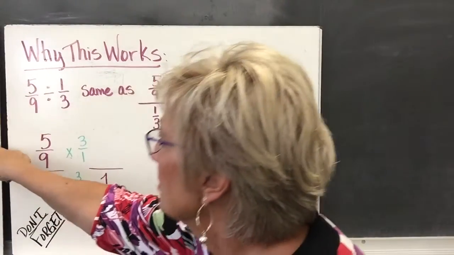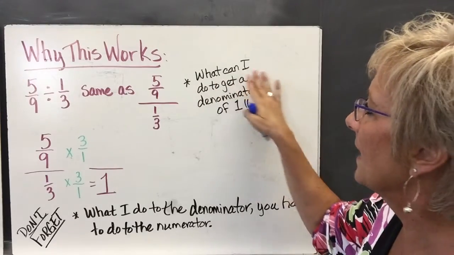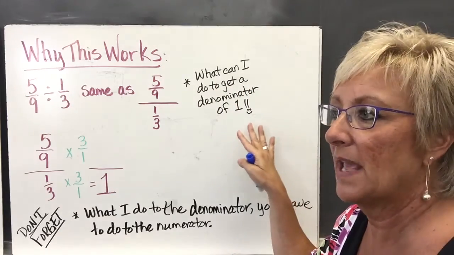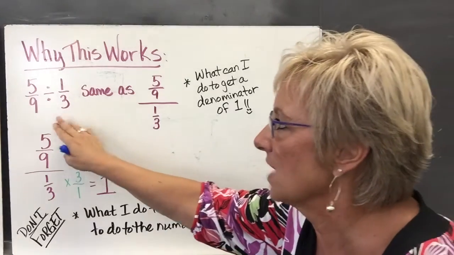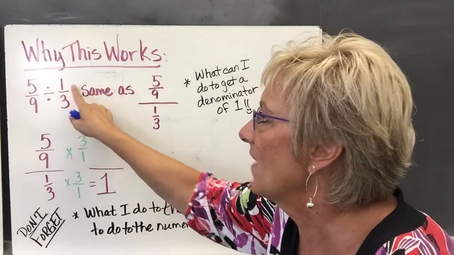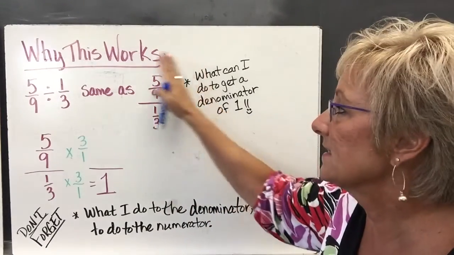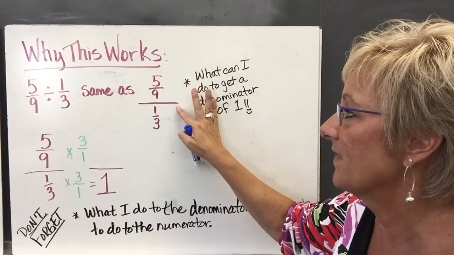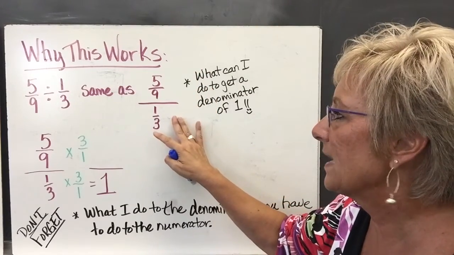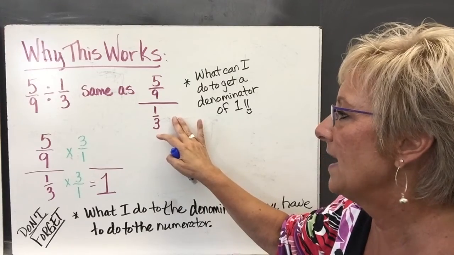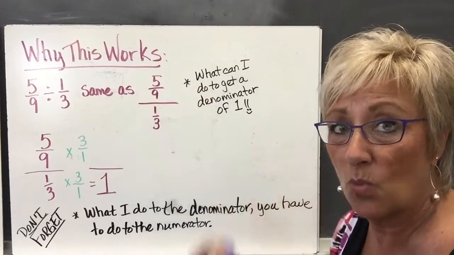All right, let's look at why does this work. First of all, you want to know what can I do to get the denominator of 1, because we're dividing two fractions. We're saying 5/9 divided by 1/3. It's the same as if I were to take this whole fraction and say 5/9 divided by 1/3. This looks awkward. We want to make sure we get this into a 1. Let's change this denominator into a 1 so it's workable.